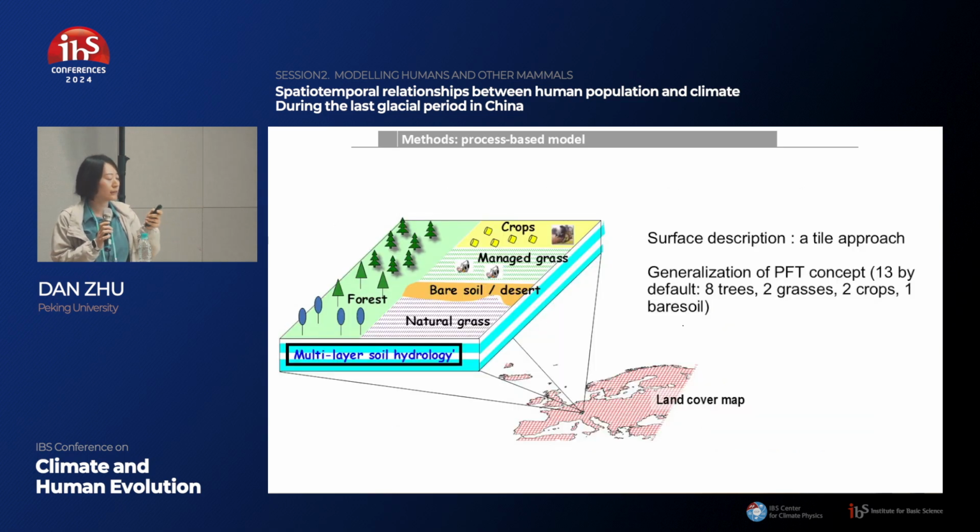In case you are not very familiar with land surface models, the models describe the surface using a tile approach. Within each grid cell, the areas are occupied by several plant functional types. The fractional cover of all PFTs is equal to 100%. Here in our model, we have 13 PFTs, including different forest types and C3 and C4 grass.